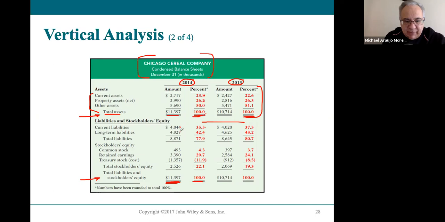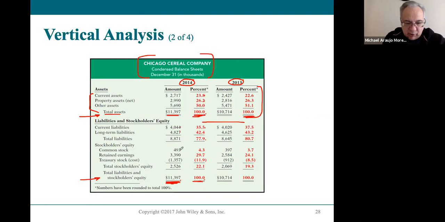4827 for long term divided by 11,397 means that your long-term liabilities are 42.4% of your total liabilities and equity. Total liabilities of 8871 divided by the total liabilities and equity means your total liabilities represent 77.9% of your total liabilities and stockholders' equity. It gets interesting when you get to stockholders' equity itself.